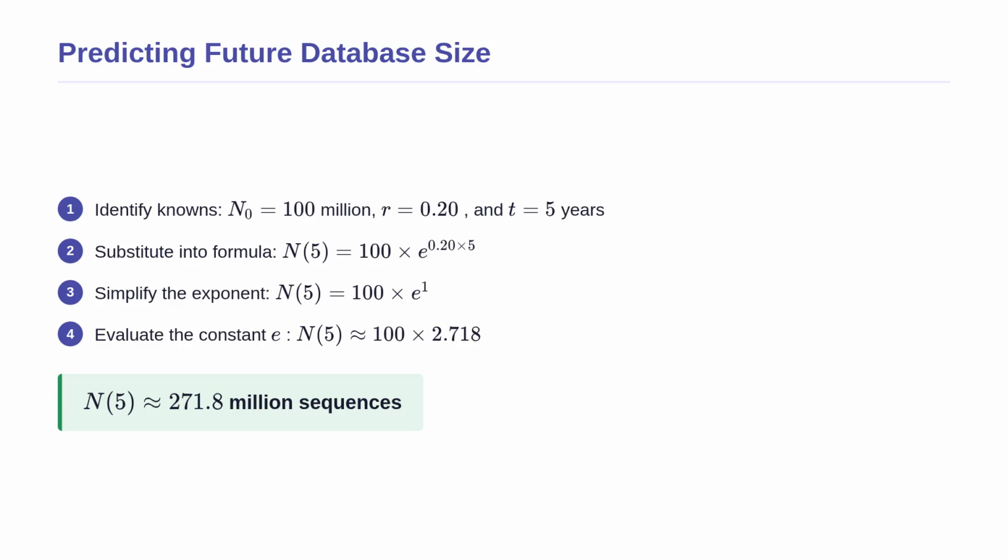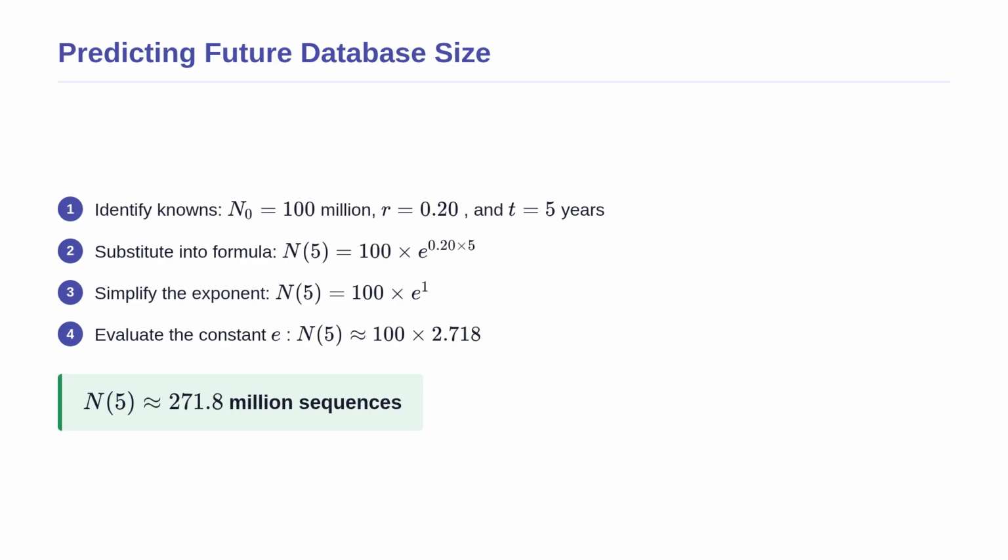Now that we have our formula, let us see this with a concrete example. Suppose a primary biological database currently holds exactly 100 million DNA sequences, and based on historical trends, it is growing at a continuous rate of 20% per year. We need to calculate how many sequences it will contain after 5 years. First, we identify our known variables and plug them directly into the equation. We substitute 100 million for N0, 0.20 for the rate r, and 5 for the time t.